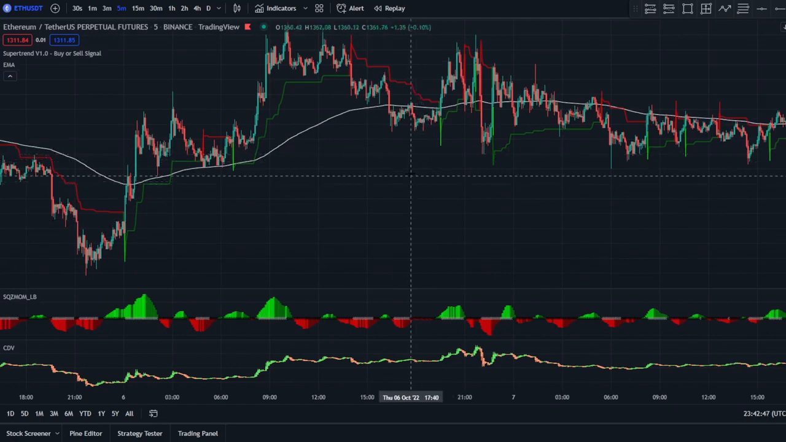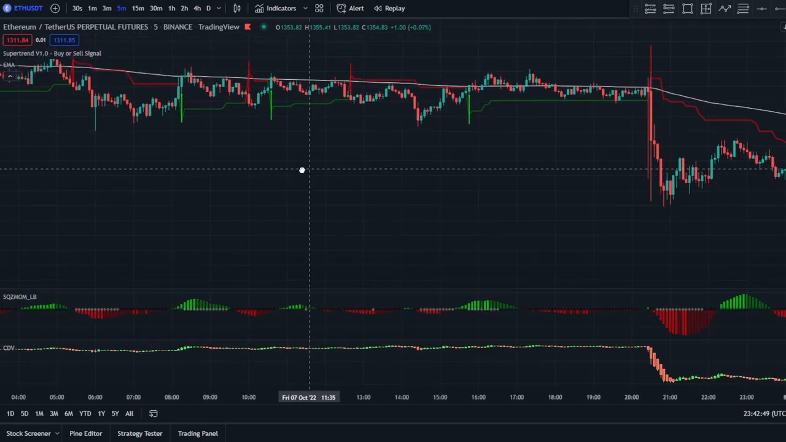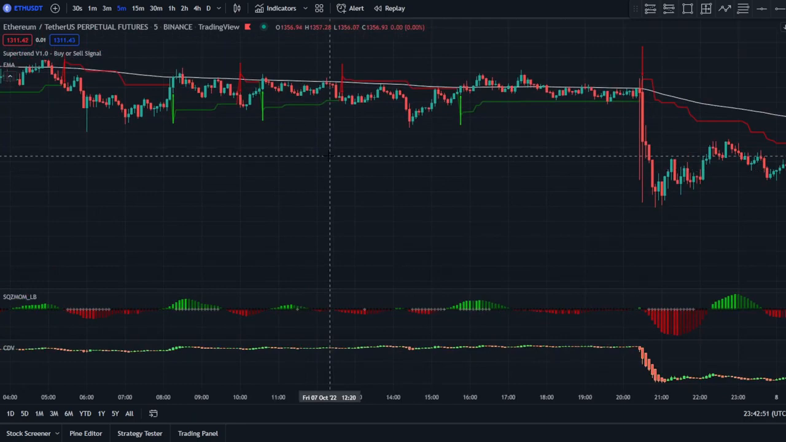But anyways, this is just a short guide on how to use this strategy. Make sure to try it out on your own and let me know how the strategy works.